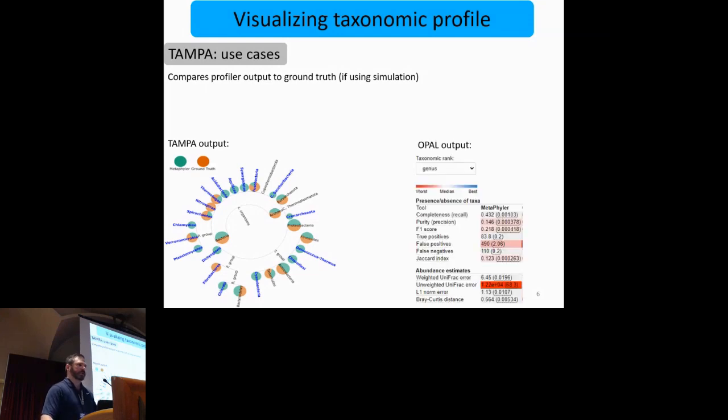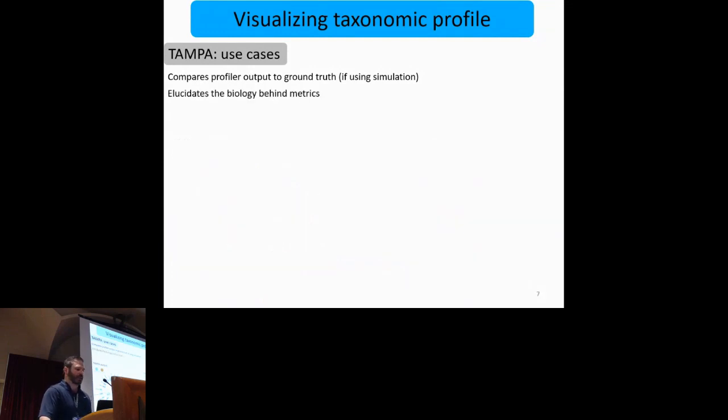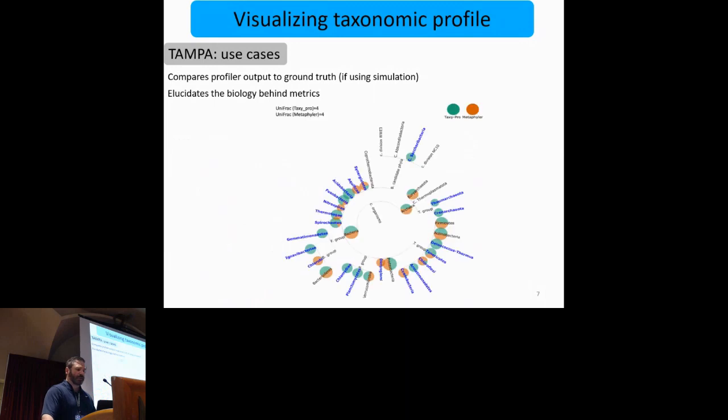like Opal. So here's that one specific column of Opal, and you can take a look and see, oh, we have an L1 norm of 1.13. What in the world does that mean? How good is that? How bad is that? Now we can actually see a little bit more emphasis that, oh, Metafiler has predicted this Chloroflexi taxa, which is not present in our ground truth, and that's contributing to the L1 norm error. So it really helps elucidate some of the biology behind the metrics, which can be handy for cases like this.